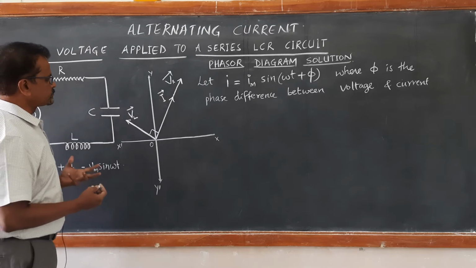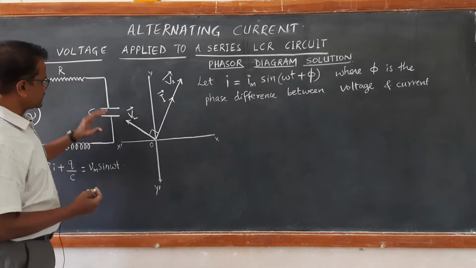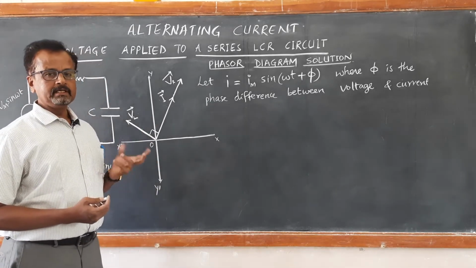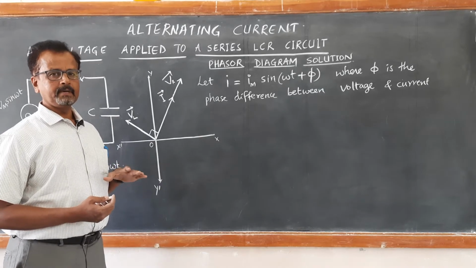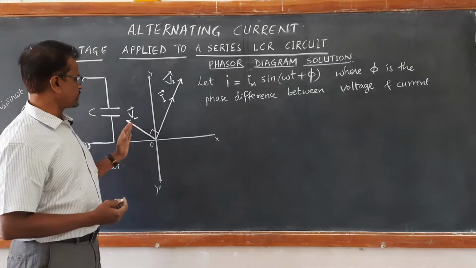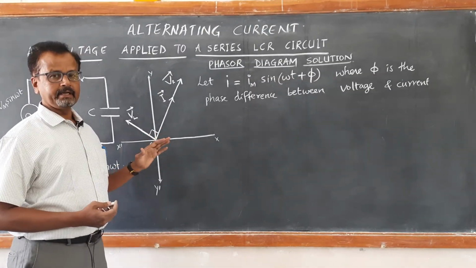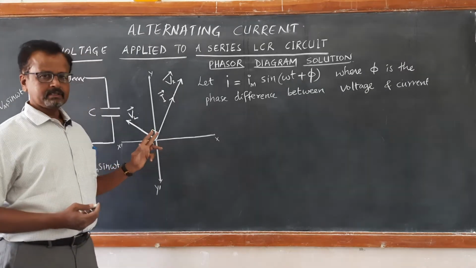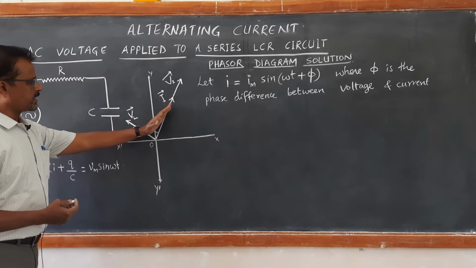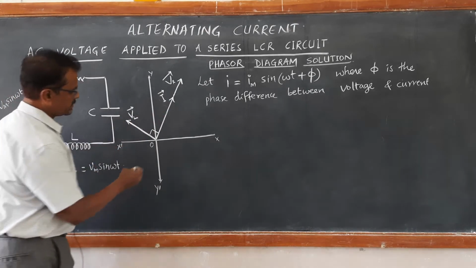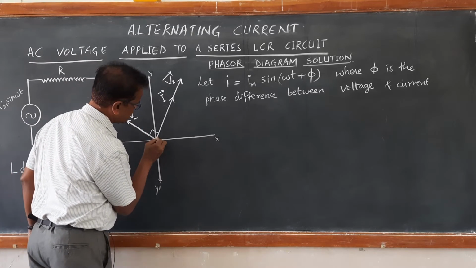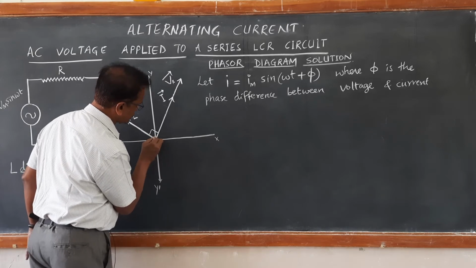Now when we draw the voltage across the capacitor, we know that the current leads ahead in the capacitor by a phase angle pi by 2, right. In case of inductor, the current lags behind by pi by 2. Therefore, this is the current phasor and this is the voltage phasor. In case of capacitor, you will get the capacitor phasor in the same line but in the opposite direction.